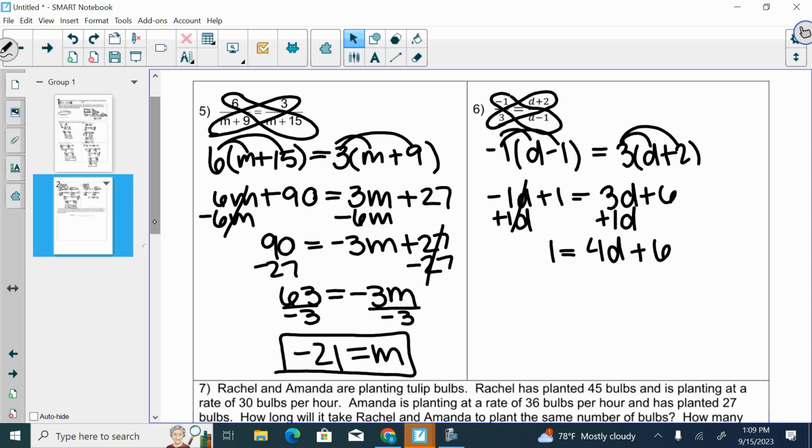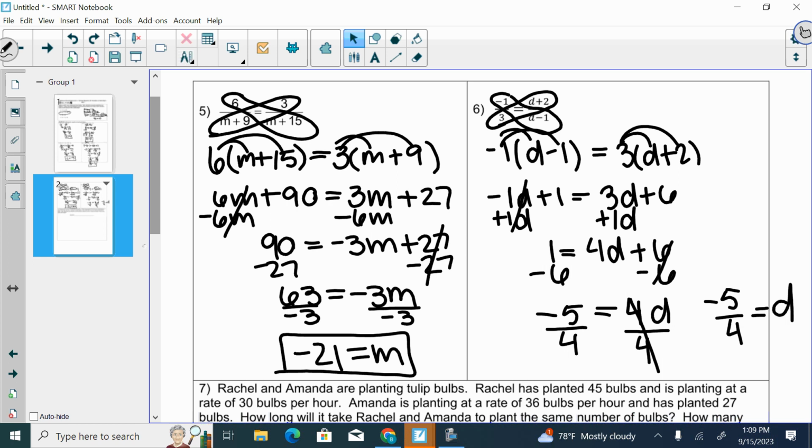Subtract 6 from both sides. Yes, subtract 6 from both sides. -5. Very good. Divide by 4. Yes, and we divide by 4. Now, is 5 going to be divisible by 4 and give us a nice neat whole number? No, so we leave it as a fraction, right? -5. Very good. So -5 fourths equals D.